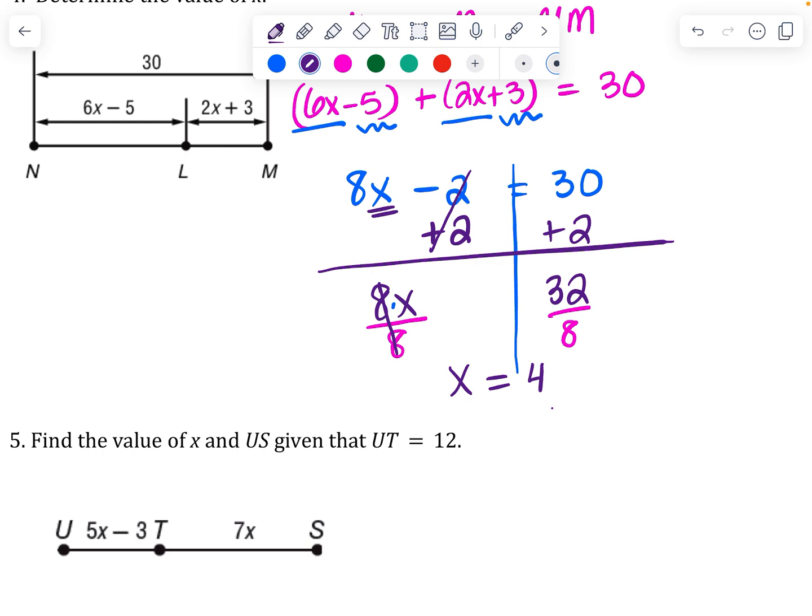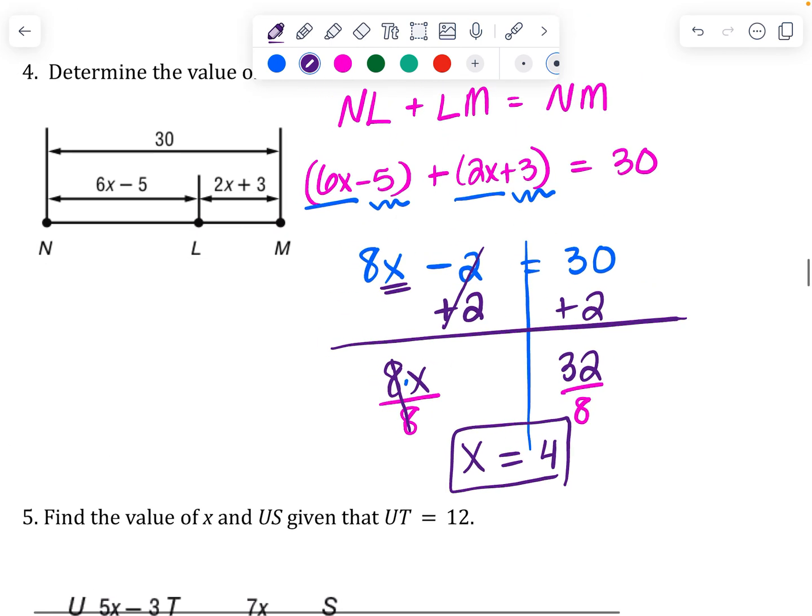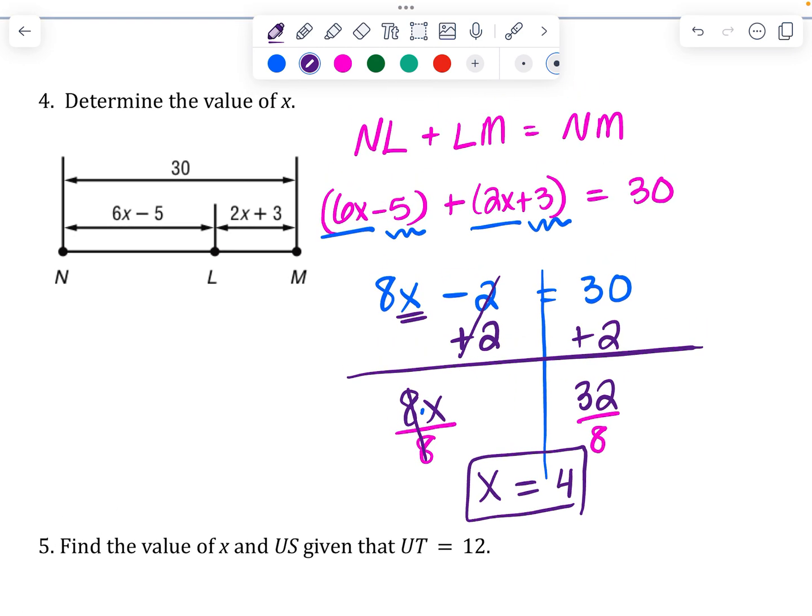So x equals 4. And this problem was just asking me to find the value of x, but you could now go back and find the value or the length of each of these segments using that x. So 6 times 4 minus 5, substituting back in the 4 for the x spot. 6 times 4 is 24 minus 5, this would be 19. And then 2 times 4 is 8. Plus 3 is 11, and notice that 11 plus 19 does give you 30. So those are our individual segment lengths if we needed that information as well.